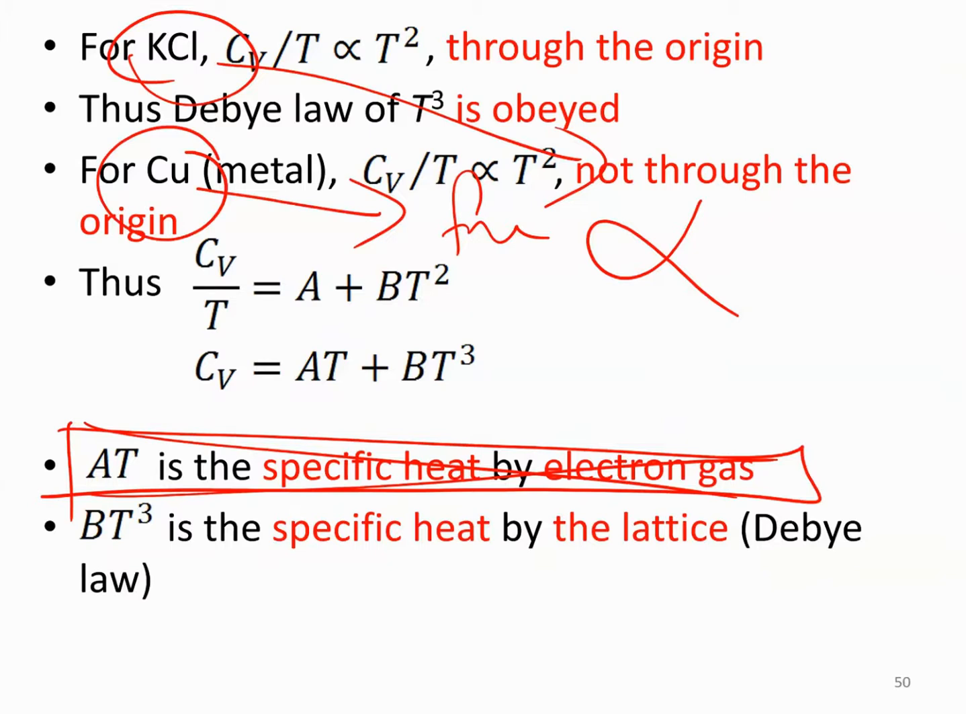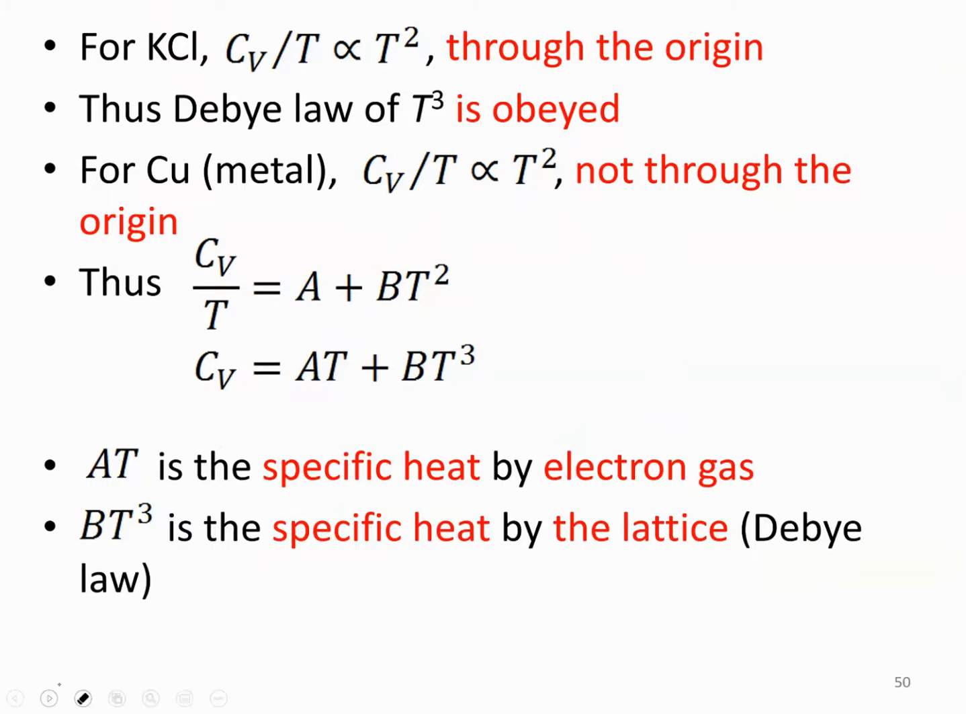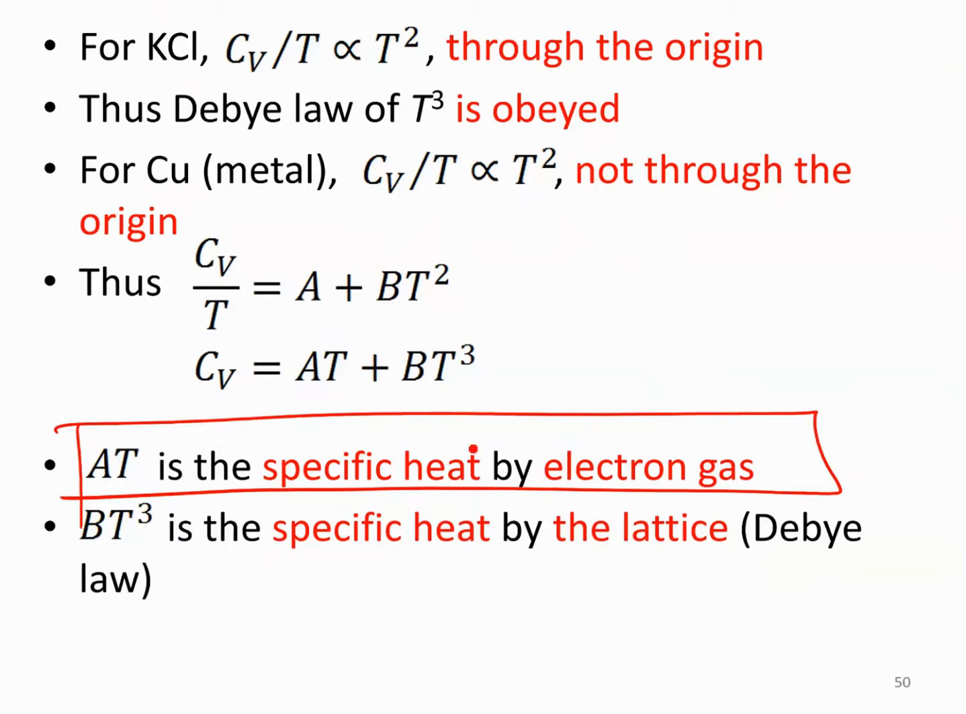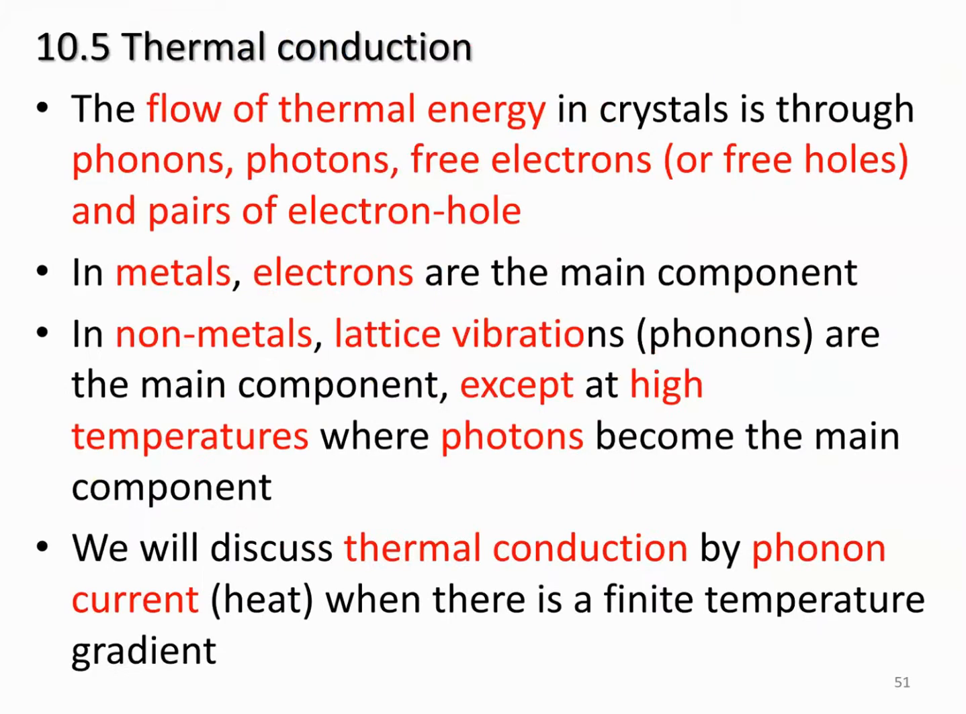Okay, so in this chapter, we have discussed the specific heat capacity contributed by the lattice, the phonon. In the next chapter, we're going to discuss the specific heat contributed by the electron. So we will only discuss this AT in the next chapter. Okay, that's all for specific heat capacity. The Debye model has successfully explained the specific heat capacity.